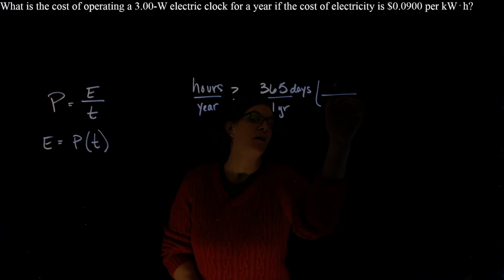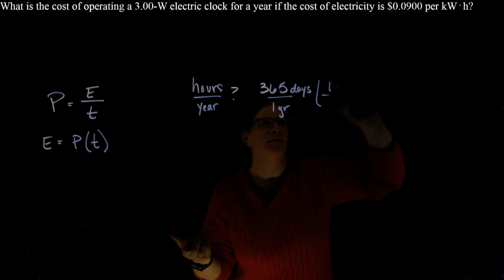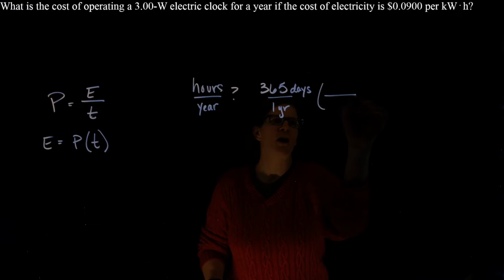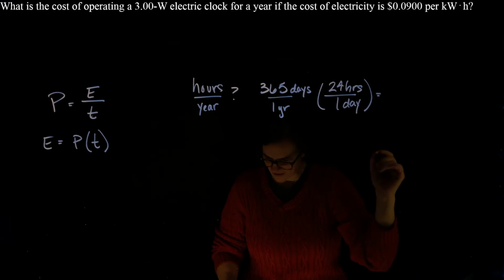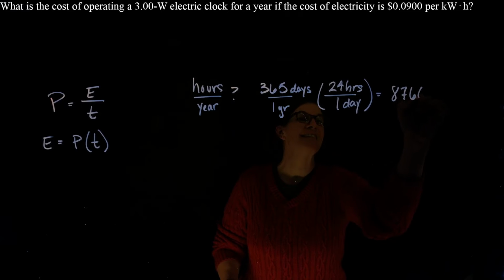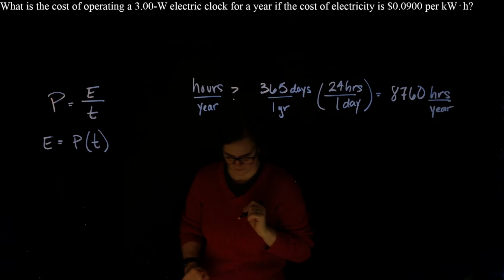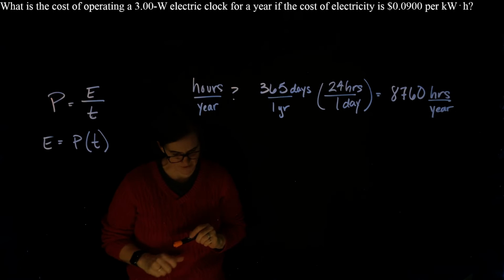And there are 24 hours in one day. So we know that there are 8,760 hours in one year. And that number is going to be important for us in just a minute. So that's how long we are going to be using that for.